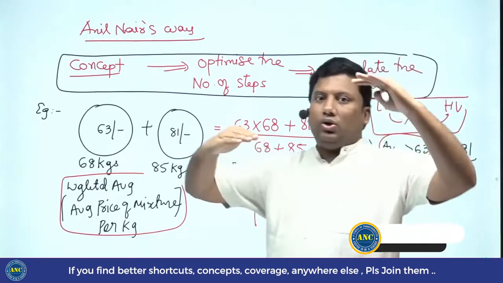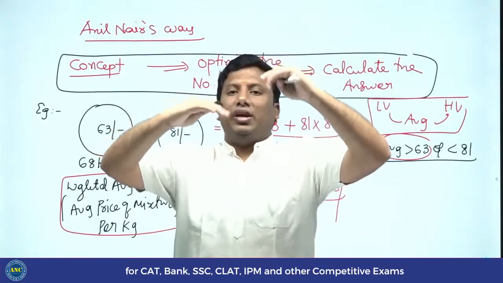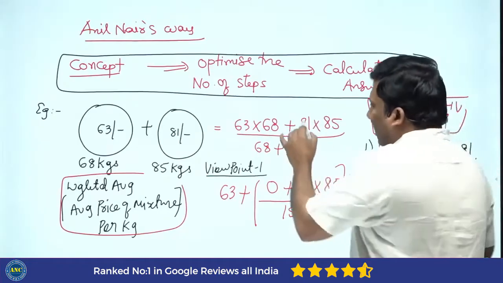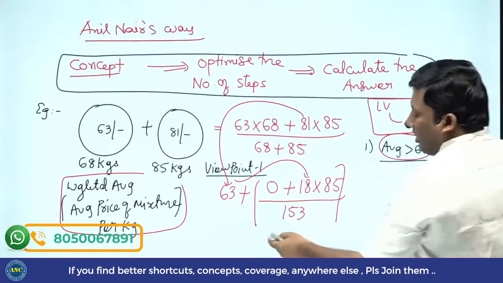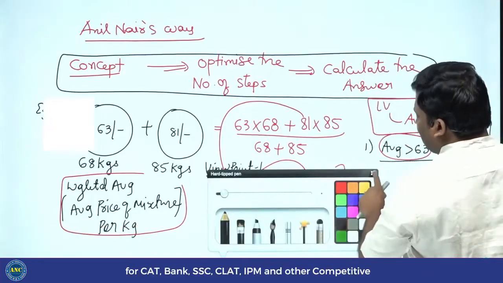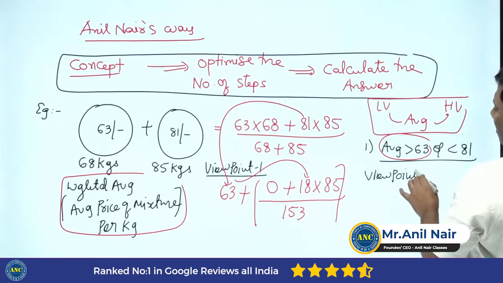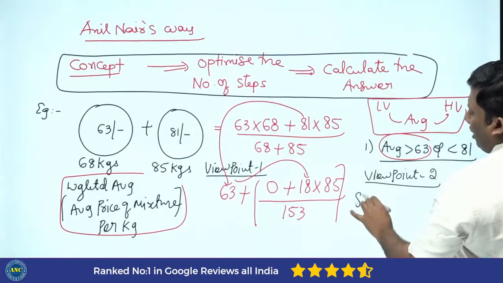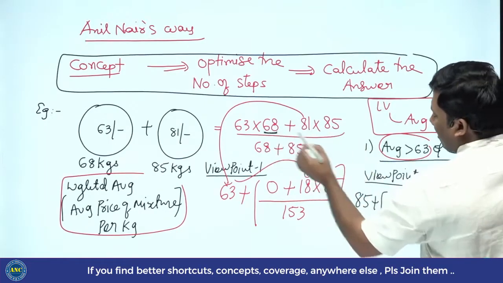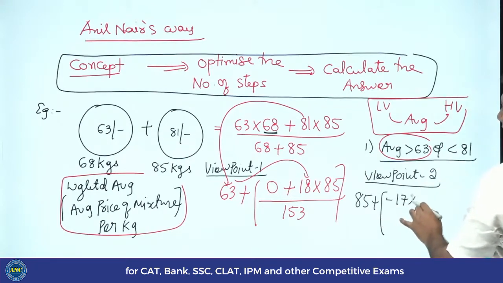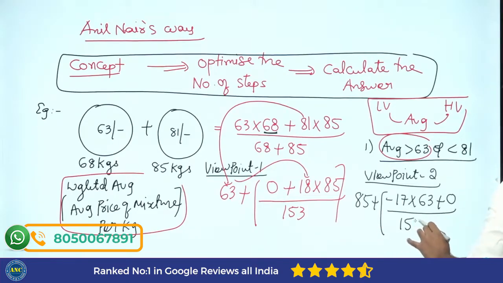See, the two weights are like this. This difference from here to here is given to 81. 81 and 63, deviation is 18. That is what we have written here. Suppose, sir, you took the average as greater than the lowest value. What if the average is less than the highest value? Viewpoint 2. 85 plus, 68 is 17 less than 85, so 85 minus 17 into 63 plus 0, divided by 153.